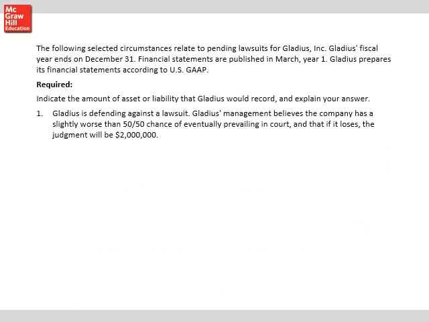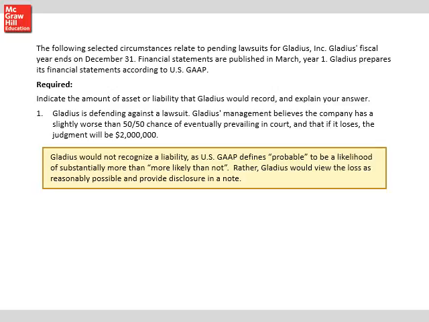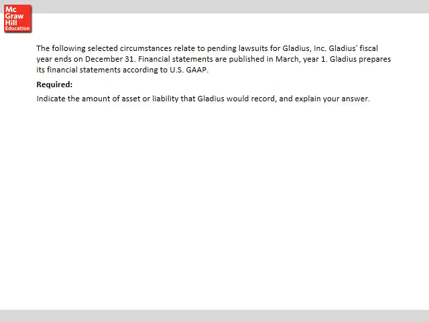So, our first one, we have that it is slightly worse than 50-50 chance of prevailing in court, and if we lose, it's going to be $2 million. Okay, we would not recognize a liability, as GAAP defines probable to be the likelihood substantially more likely than not. Rather, Gladius would view the loss as reasonably possible and provide a disclosure note.